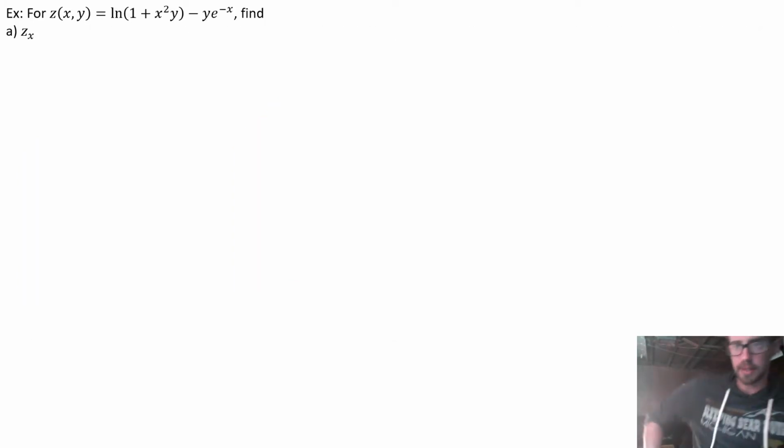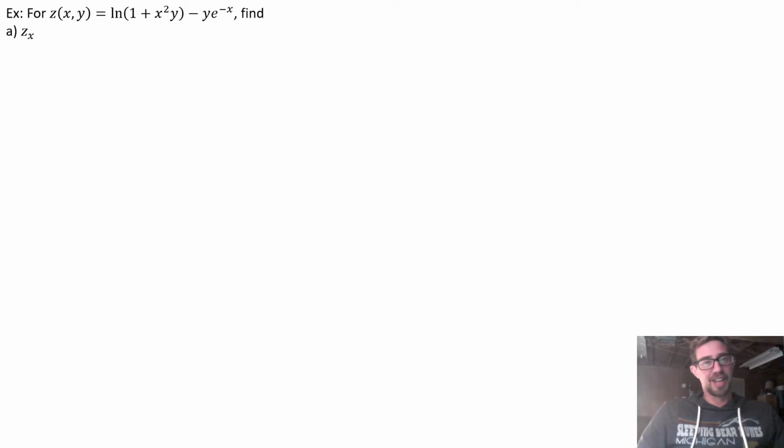Let's just practice this, right? Let's just jump in and do a hard one, because they're not that hard. They're not as hard as integrals. So here's a made-up function: z of x, y equals natural log of 1 plus x squared y, minus y e to the negative x. We're just going to find both the partial derivatives. Maybe a good spot to pause the video and just do it yourself if you're confident.